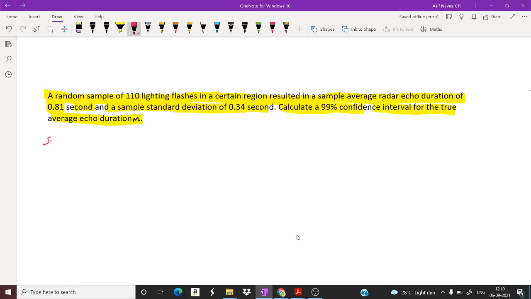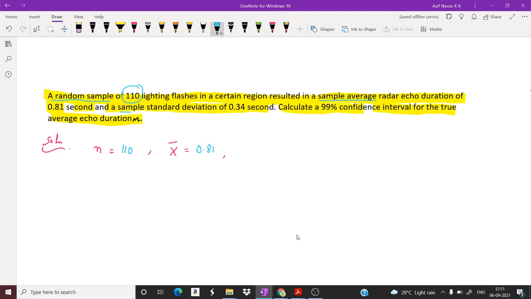Tell me what is n, x bar, and whether sigma is given. N is the number of samples. Here it is given as a random sample of 110, so n is 110. The sample average, meaning the sample mean, is given as 0.81.